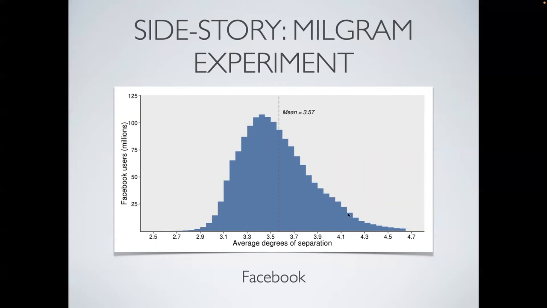And you plot this average degree of separation. And actually what you have is this distribution. And what you see is that it's actually much lower than 6, more like 3.5 or between 3.5 and 4.